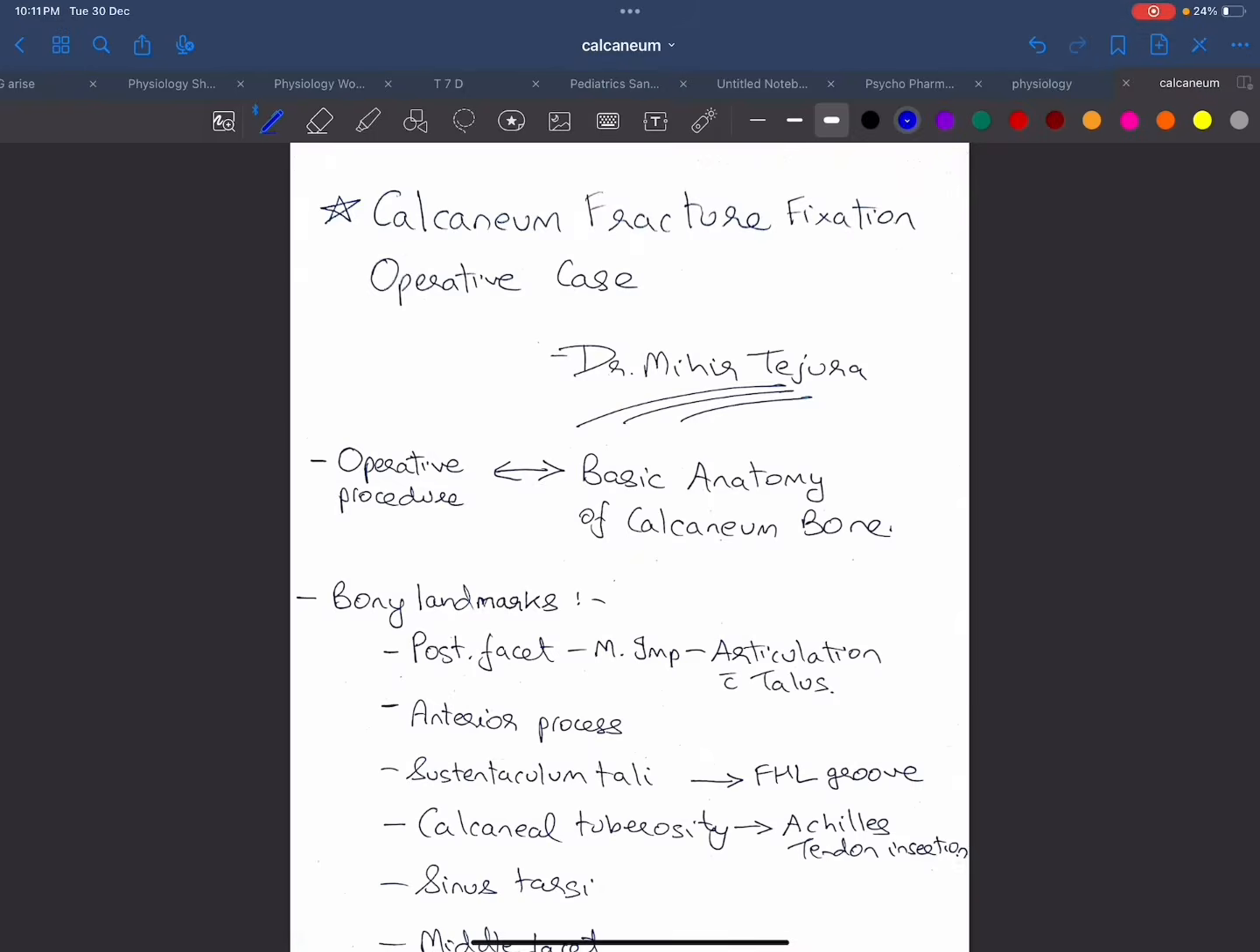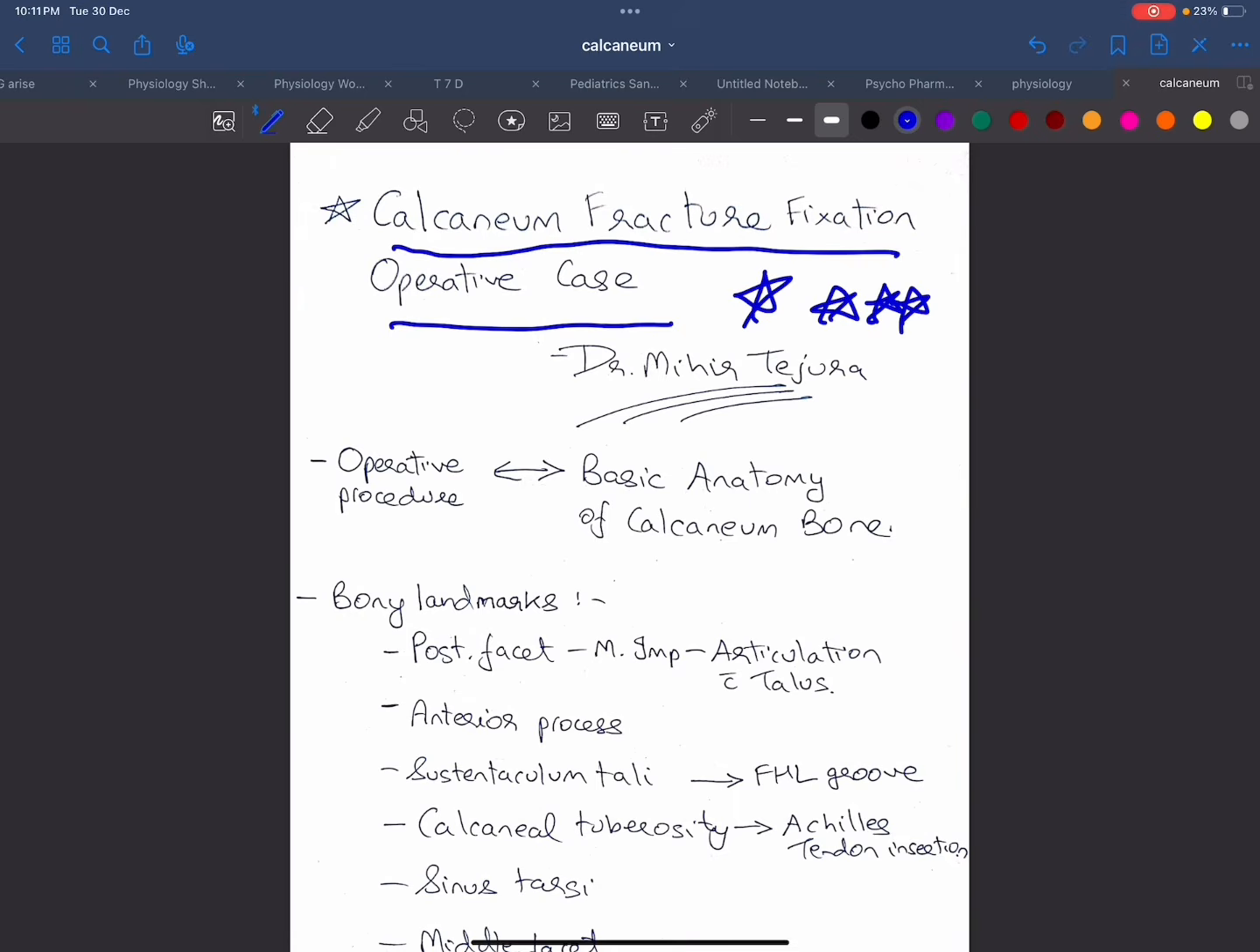Friends, so today we are going to understand the concept of calcaneum fracture fixation operative case. Okay, so what is our plan for today? First, we are going to understand the salient concepts of calcaneum fracture fixation operative case, which are important to understand before you operate any case of calcaneum fracture fixation. Those concepts are very important.